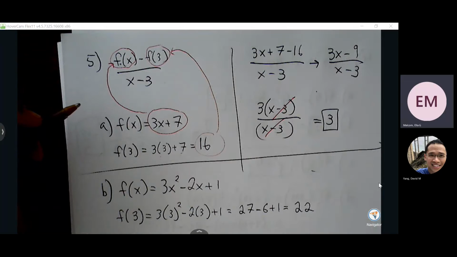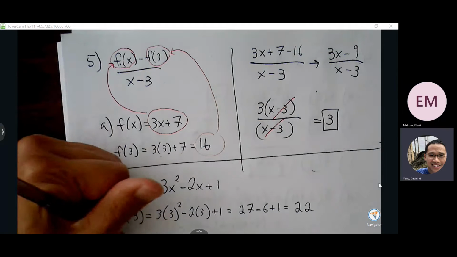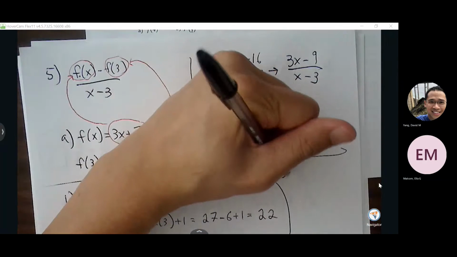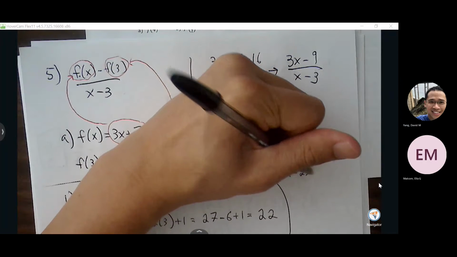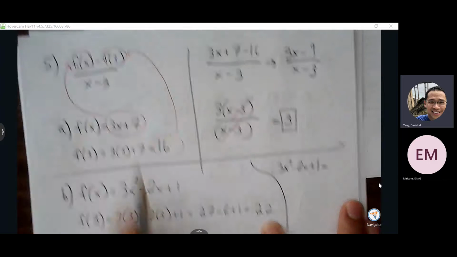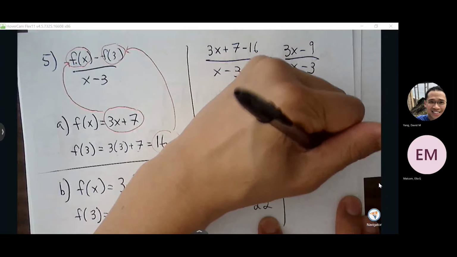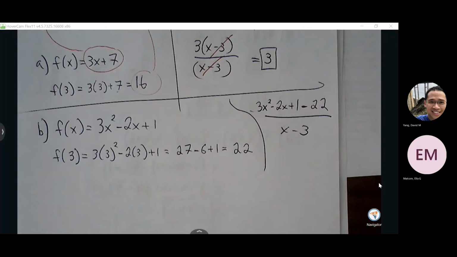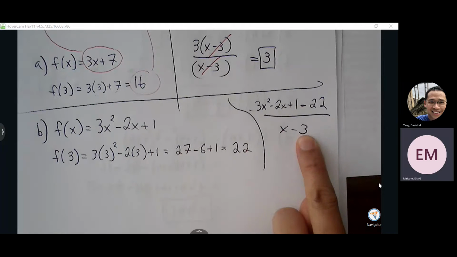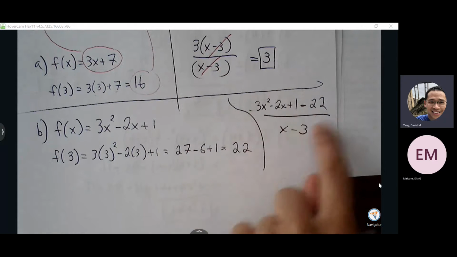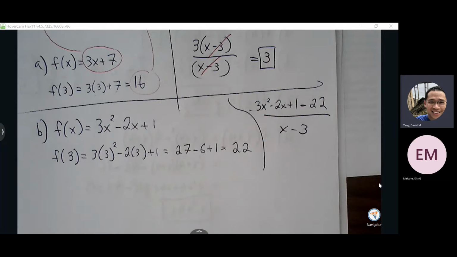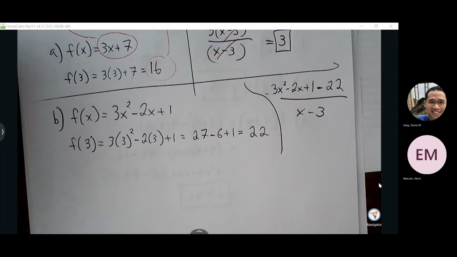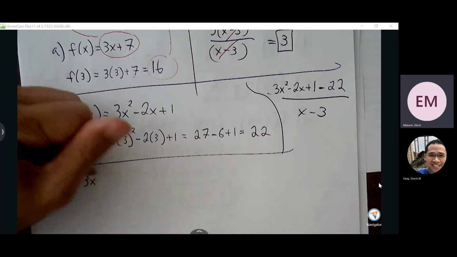over x minus 3. Yeah, let me see here. F of x gets replaced with 3x squared minus 2x plus 1, minus f of 3, which in this case is 22, all over x minus 3. Is that what you got? Yes. Okay, let's clean this up, see if there's anything that we can do to get the numerator and denominator to maybe match, but we'll see. So 3x squared minus 2x minus 21 over x minus 3.